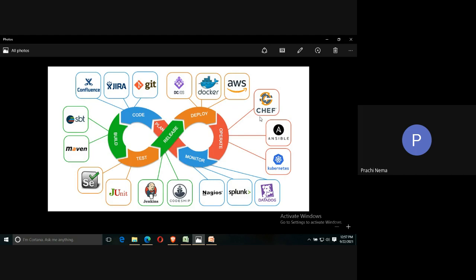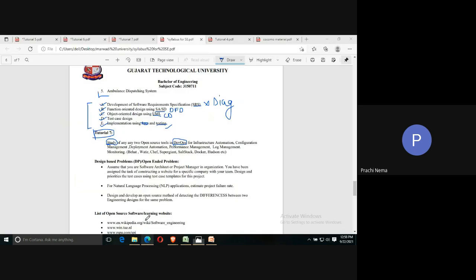Then Chef is a tool for operate. It is a very popular tool. So like that, there are many tools for every phase. So what you need to do is pick any two tools and perform a case study on them. See, let me show you.